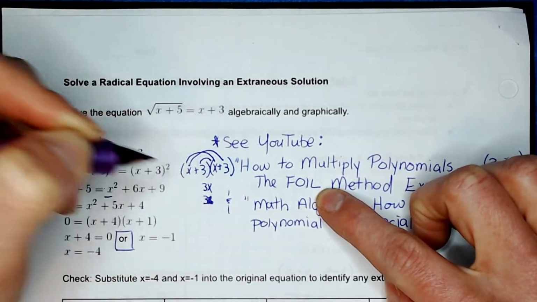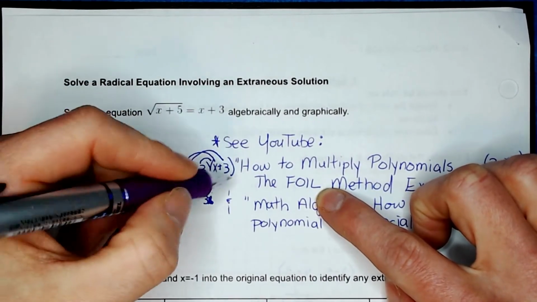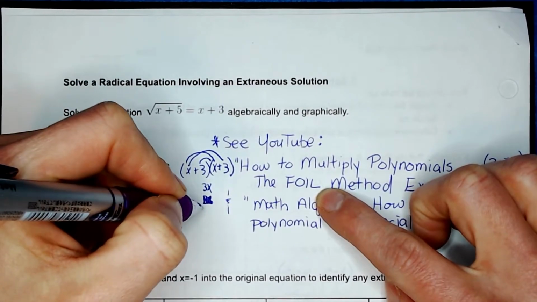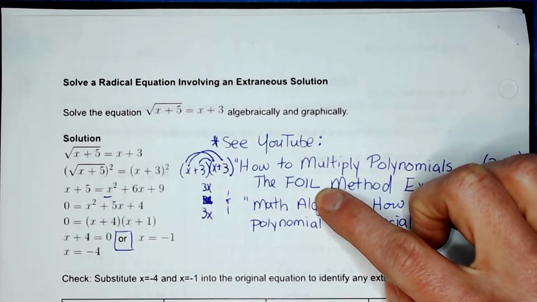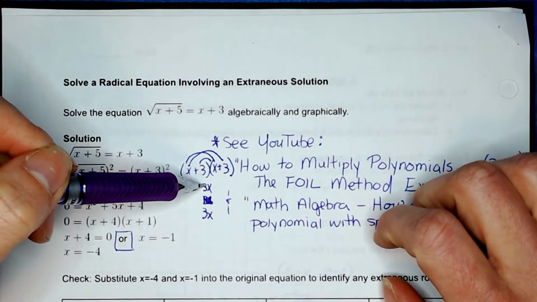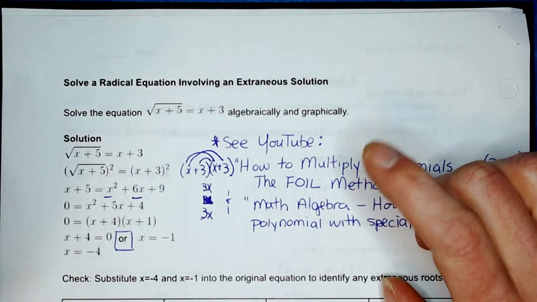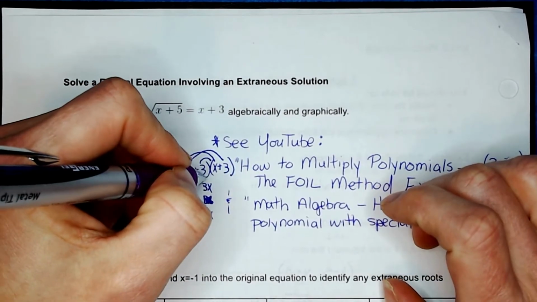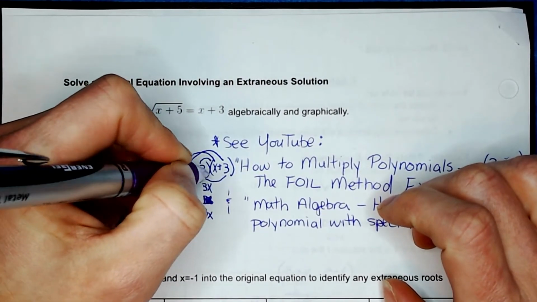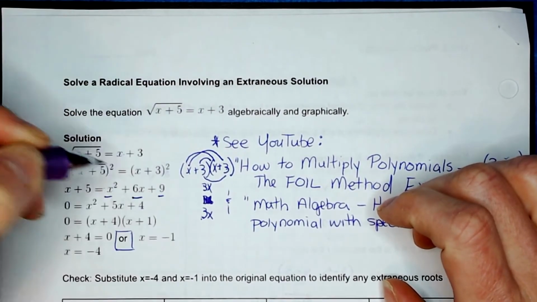Excuse me, x. That doesn't look like an x at all. Another 3x. And when you add these two together, you get this middle term, 6x. And the last step, L, stands for last, and that's 3 times 3, which gives you 9.